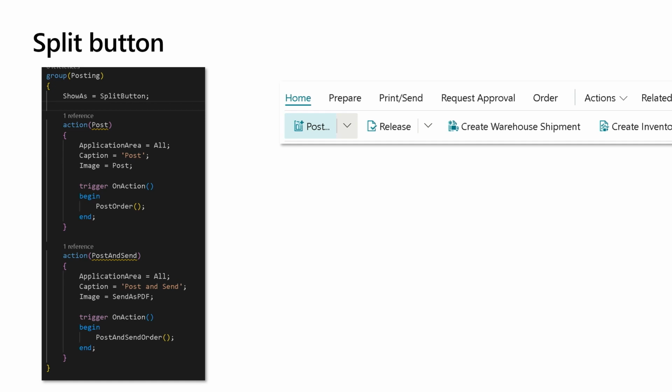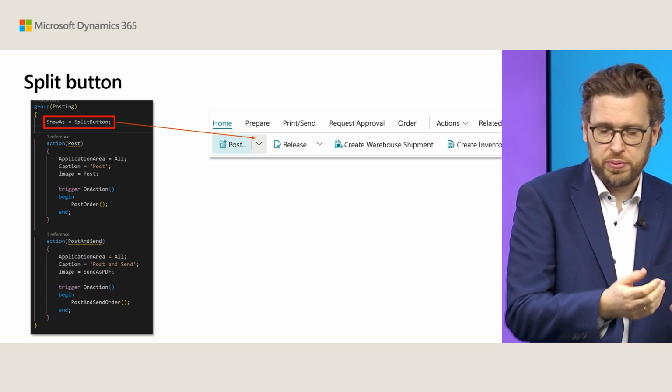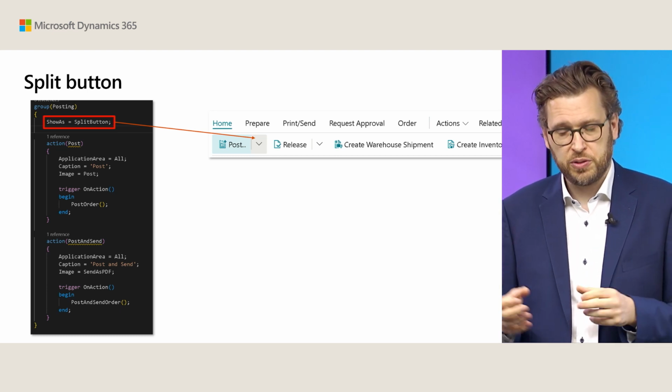Okay, so let's have a look at how split buttons are created in AL. Here's some page code and the resulting action bar. And the way you create a split button is simply by adding the show as property and set it to split button. And that is going to indicate on a group, so this property is on a group, that this group is going to be rendered as a split button.